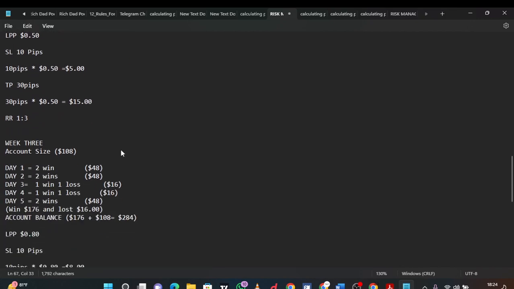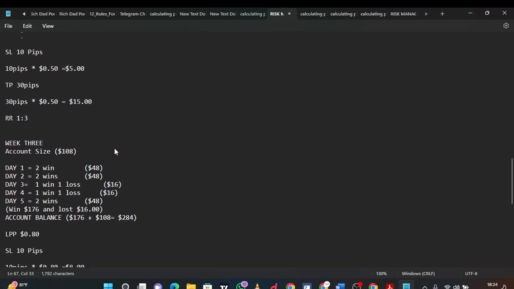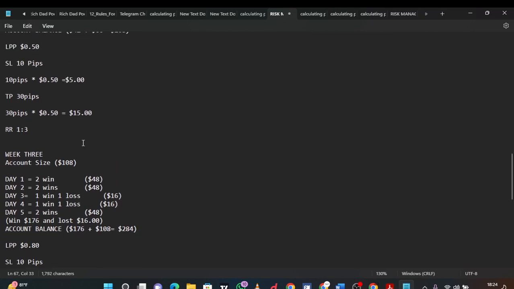Now we again move to the third week, still using the same risk to reward 1 to 3. Don't move from that. But the lot size you won't increase because we need to.